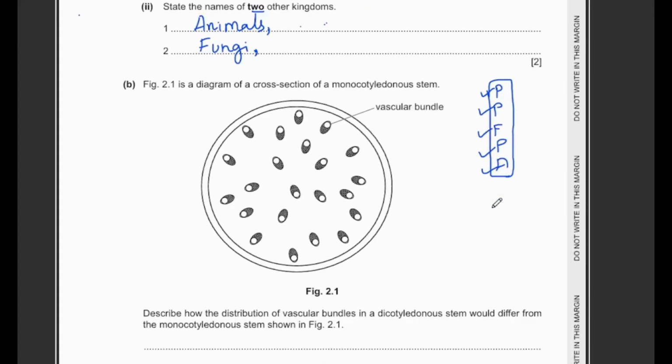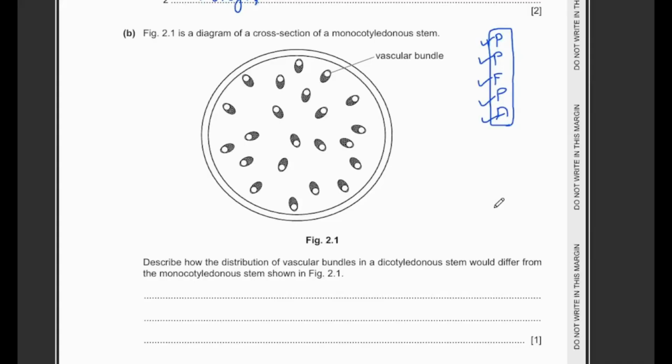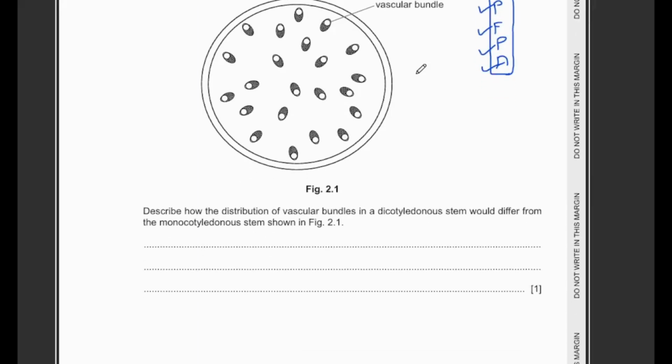Now, figure 2.1 is a diagram of a cross section of a monocotyledon stem. Fine, it's a monocotyledon. We have vascular bundles here. Now, describe how the distribution of vascular bundles in a dicotyledon stem would differ from the monocotyledon. In the textbook they have also given how the arrangement of xylem and phloem is, right? And it's only 1 mark. So let's see the key.